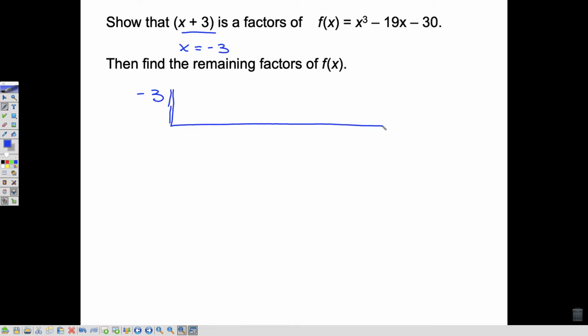When we do synthetic division, your answer is always one degree less. Is it in order? No, we need to add a 0. So I have 1, 0, -19, -30.